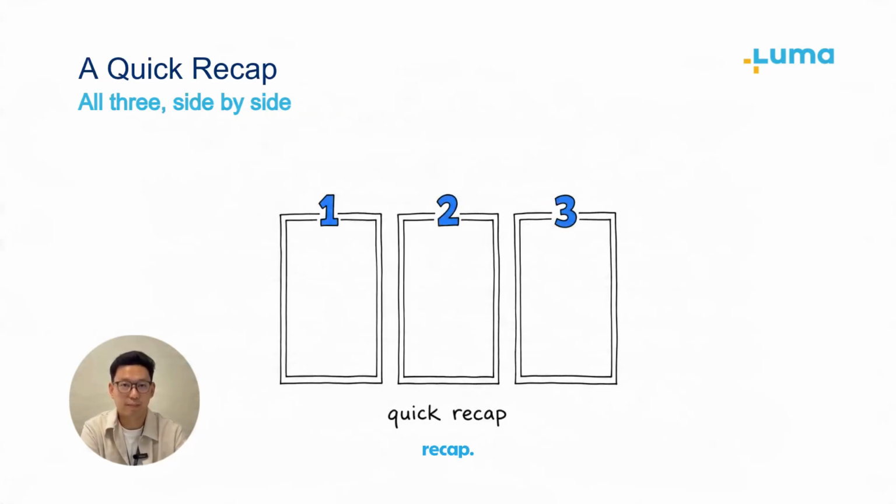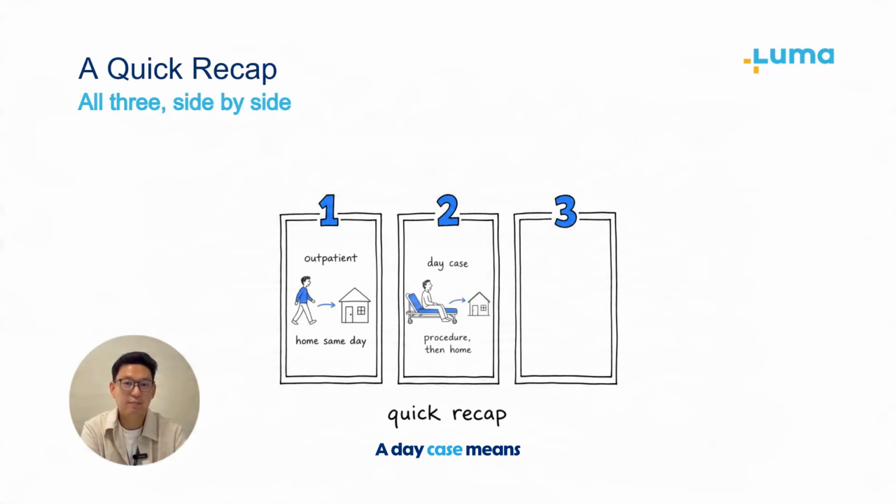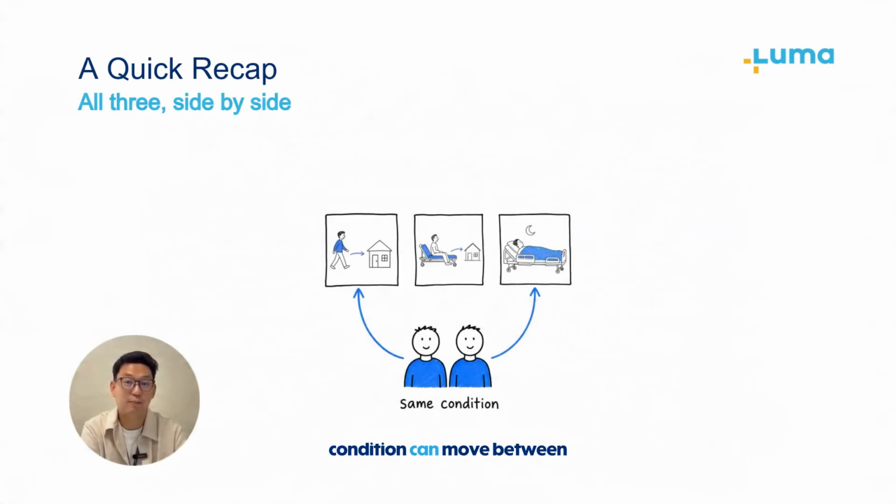So here's a quick recap. Outpatient means you are treated and sent home the same day. A day case means you are admitted for a procedure but can still go home that same day. Inpatient means you are admitted and stay the night. And because the same condition can move between all three, one person's quick visit can be another person's overnight stay.